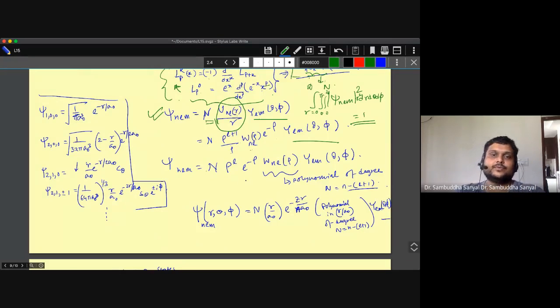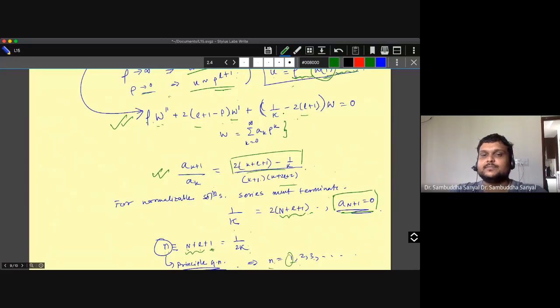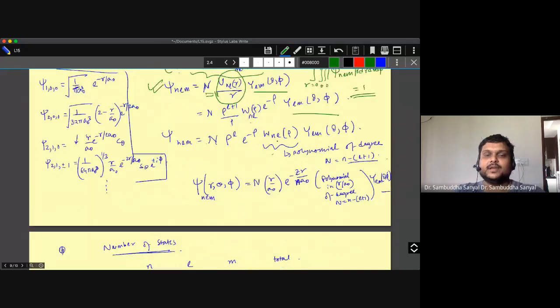So this is rho to the power L e to the power minus rho. This is a polynomial of degree capital N, where N is given by n minus L plus 1. That's why I'm writing it as N and L. These are solutions of an equation which contains L, and the n comes from the fact that this solution must be a polynomial such that it is normalizable, because it's a bound state solution, and this Y l m is the angular part.